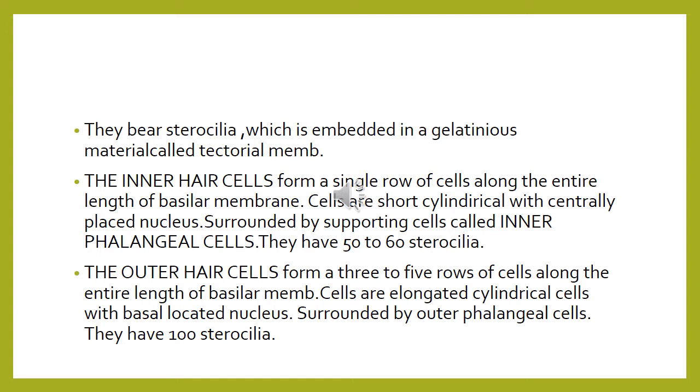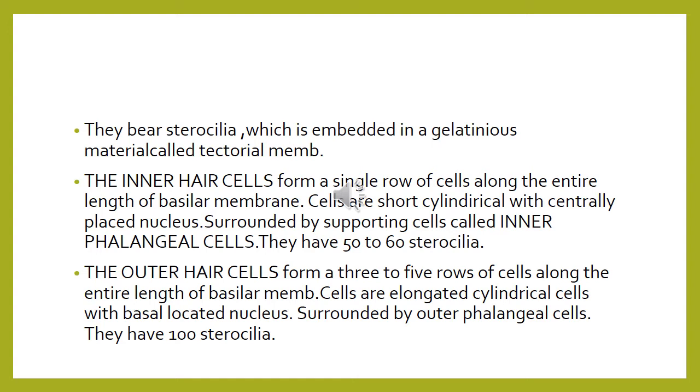The inner hair cells form a single row of cells along the entire length of the basilar membrane. Now, what is the shape of the cells? The cells are short cylindrical cells showing a centrally located nucleus. Their apical surface bears about 50 to 60 stereocilia, and these are supported by the supporting cells which are called the inner phalangeal cells.